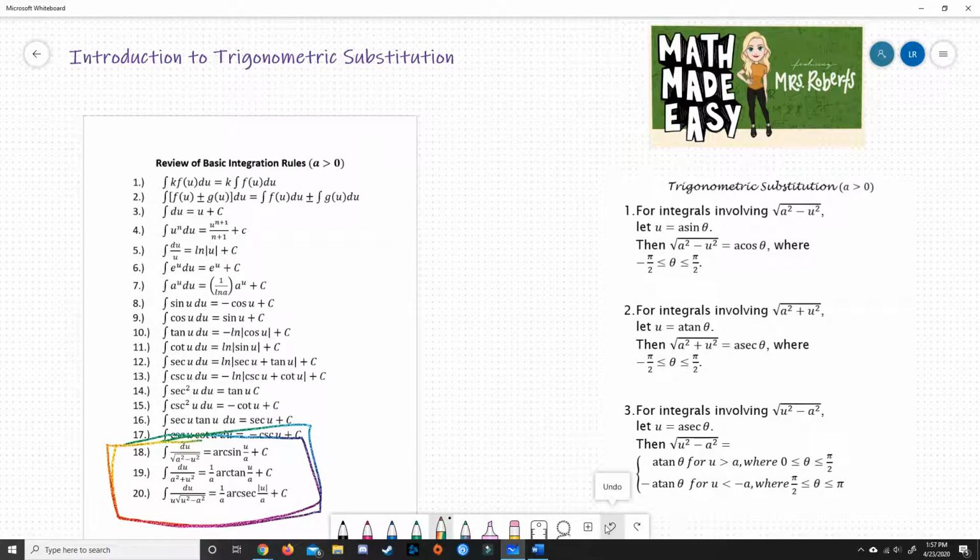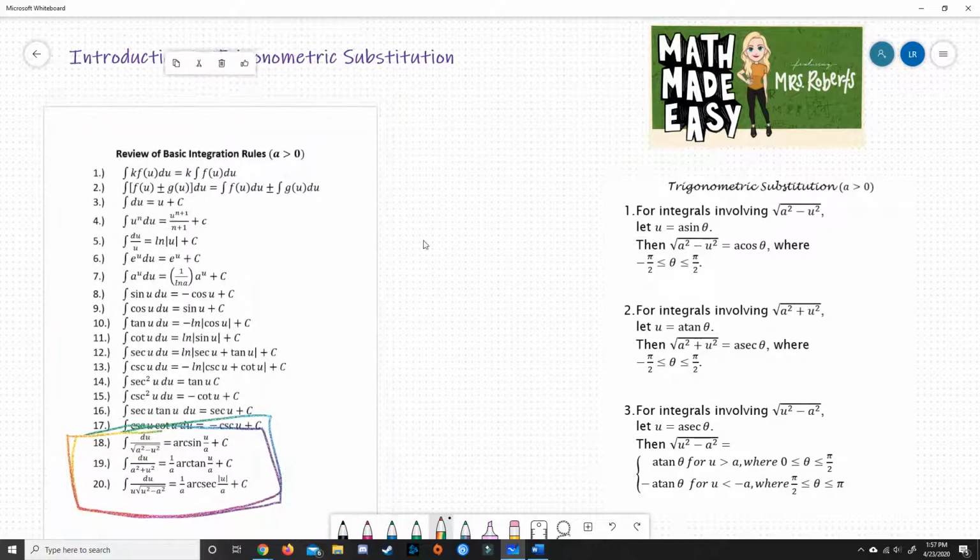And as of right now, we know that if we see something in this form, we're going to apply this arcsine rule or this arctangent rule or this arcsecant rule. But I want us to think about why. And so that's what we are going to tackle today, is the why behind those rules.